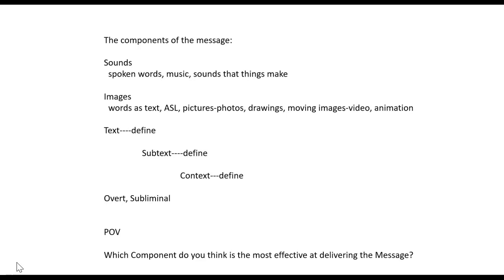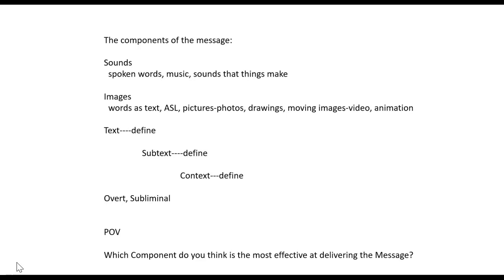Subtext. Well, that's an interesting part of communication. Look up the definition for subtext. Just stop the lecture for a minute and look it up. And then do the same for context. Because messages almost always have, I think, a subtext and a context.